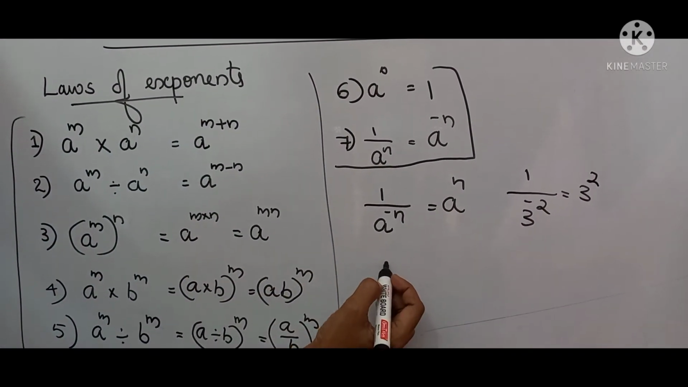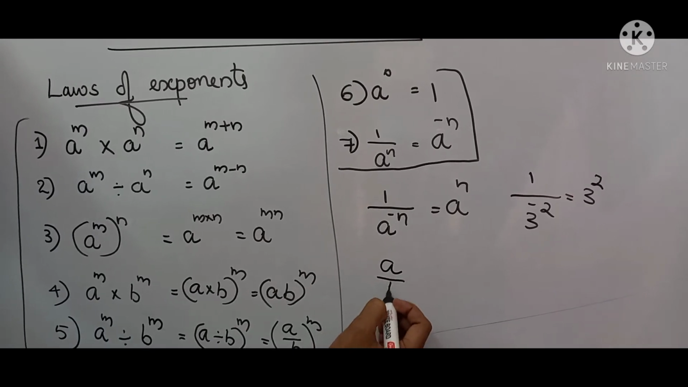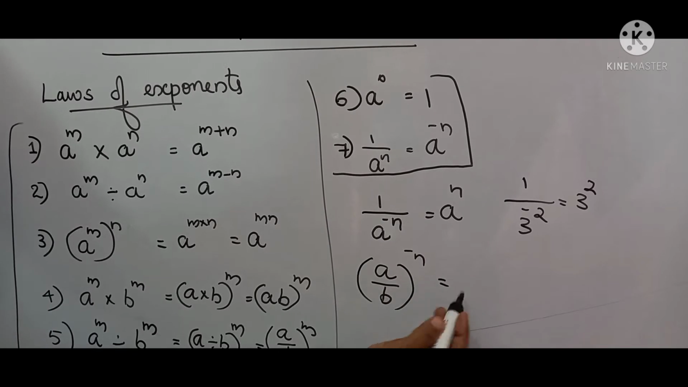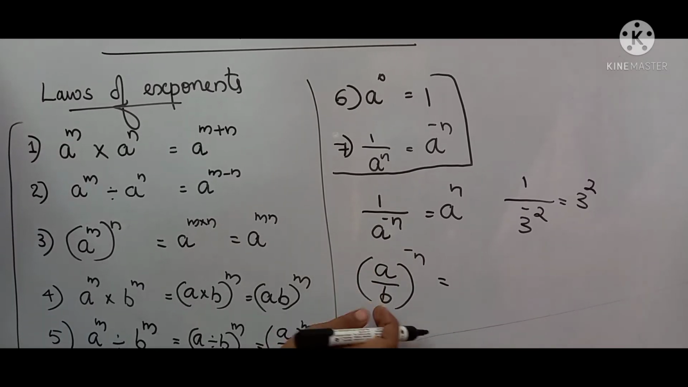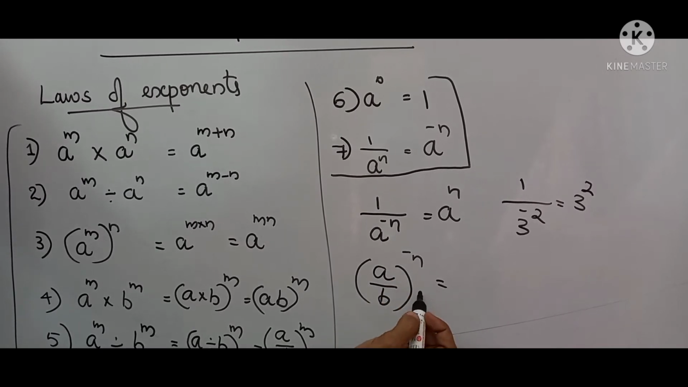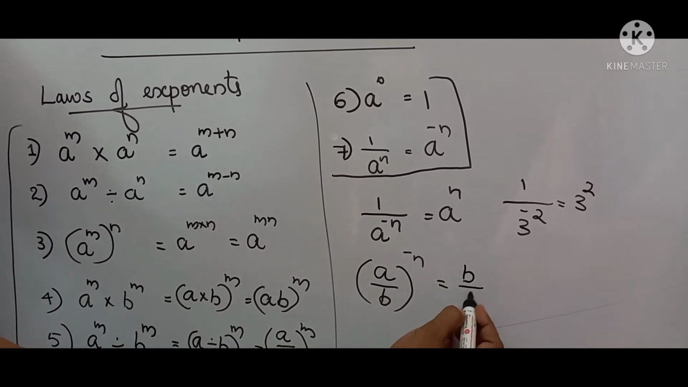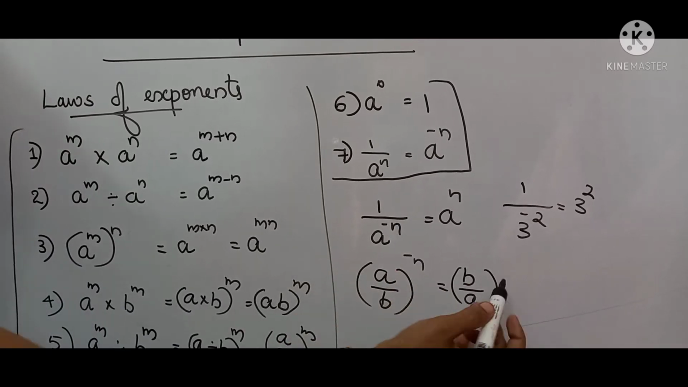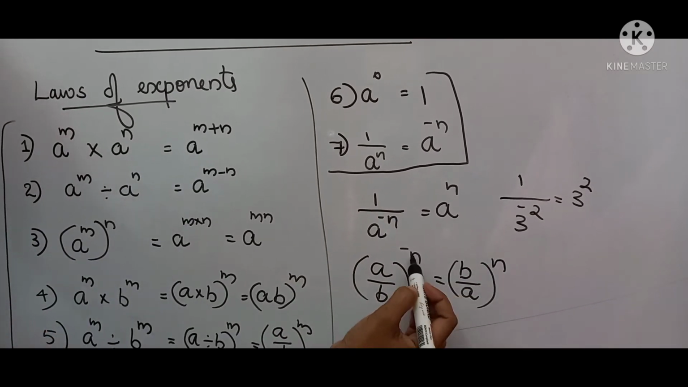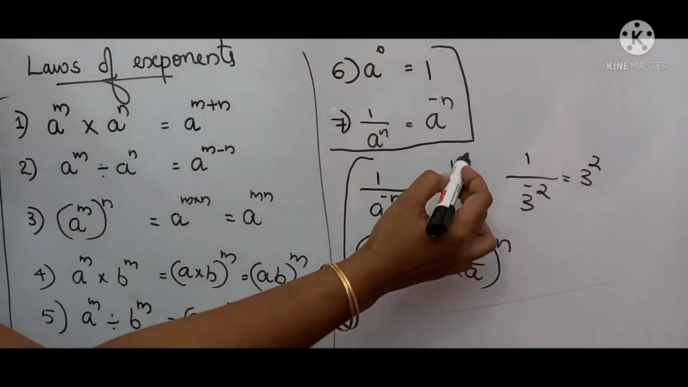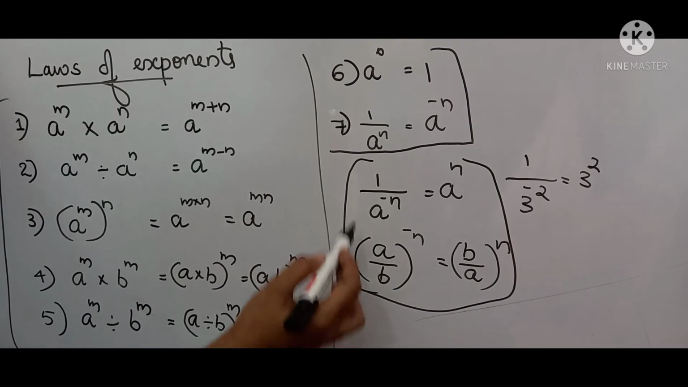And another one is a by b the whole raised to minus n is equal to b by a the whole raised to n. Just write the multiplicative inverse, b by a, raised to the power n. Here it was negative, here it is positive. Studying these two laws will help you solve problems very easily.